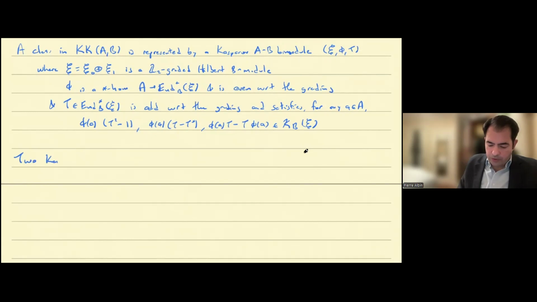Okay, two Kasparov bimodules, A-B bimodules.